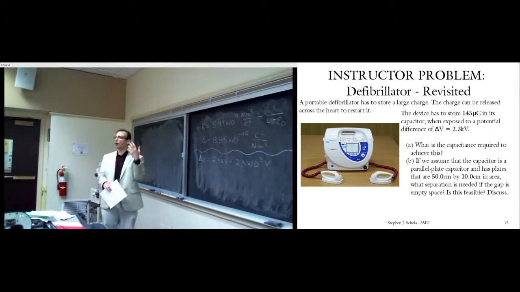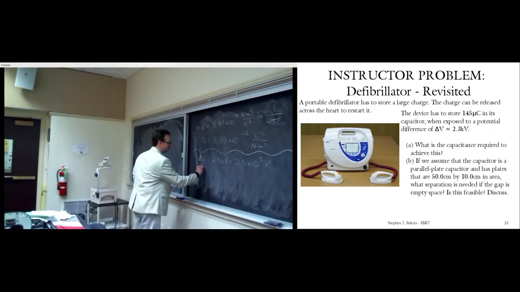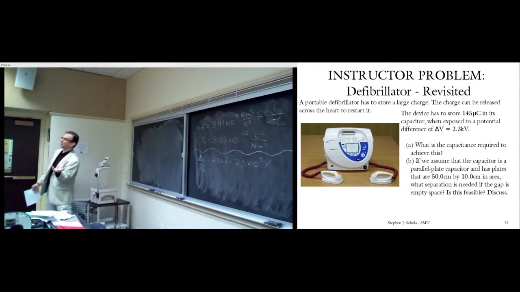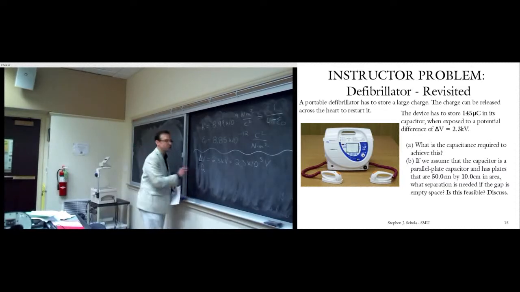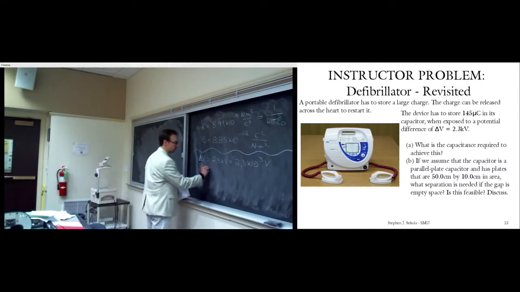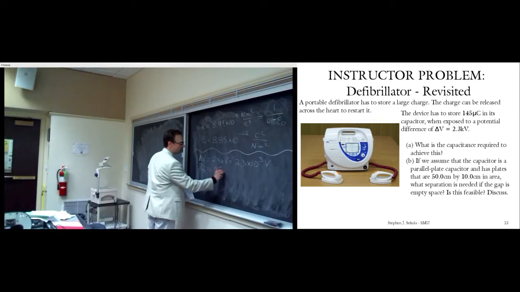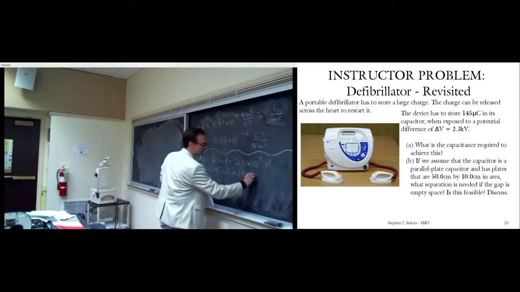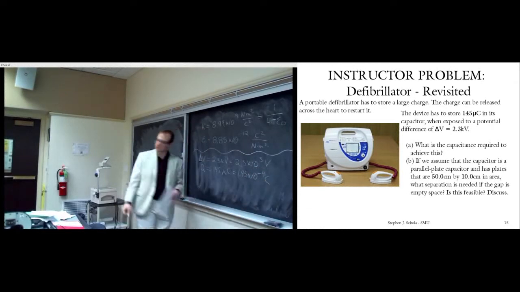you want it to hold 145 microcoulombs of charge. That is, you want the positive charge on the positive plate to be plus 145 microcoulombs, and the negative charge on the corresponding other plate to be negative 145 microcoulombs. The magnitude of the charge on either plate is 145. So that's what we write as Q for a capacitor: 145 microcoulombs, which is 1.45 times 10 to the minus 4 coulombs.